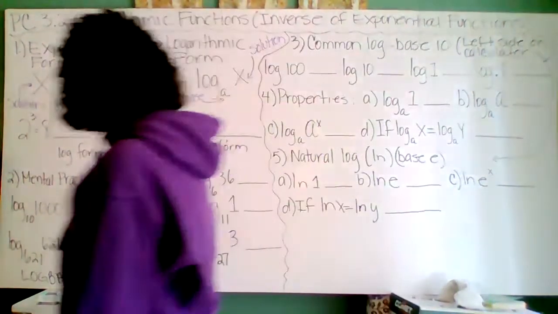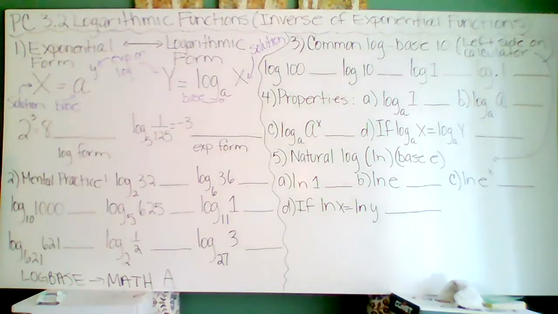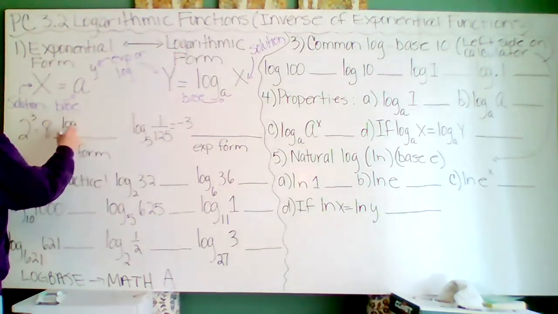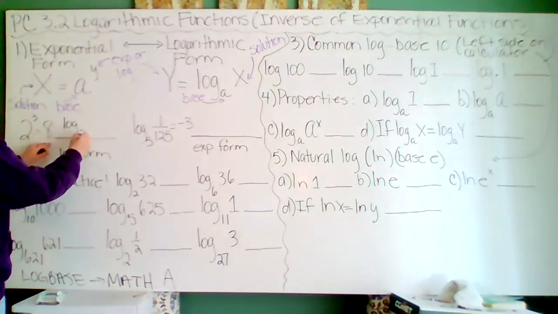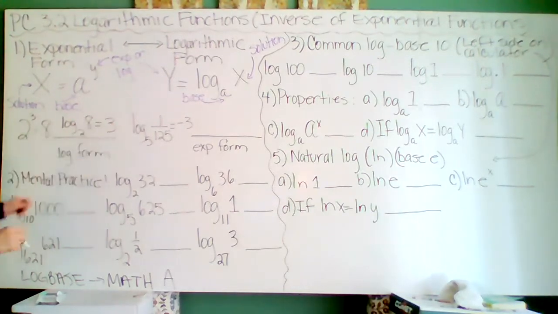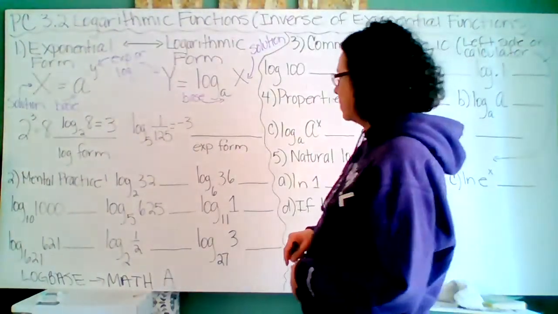So let's take a look at the exponential form, 2 cubed equals 8. Notice it's a true statement. There's nothing to solve. We are just putting it in logarithmic form. So let's write log first. The base is 2. The solution is 8. And the log is 3. So we're just placing these 3 items where they belong in log form.